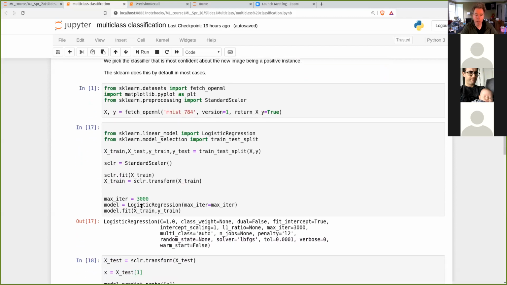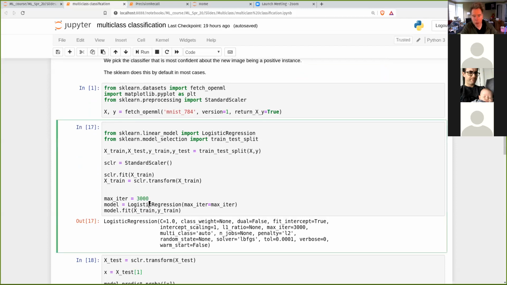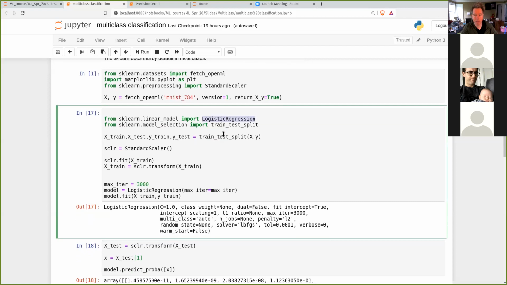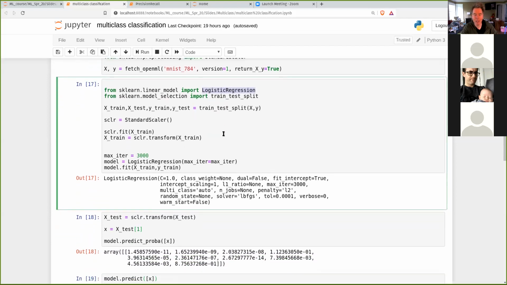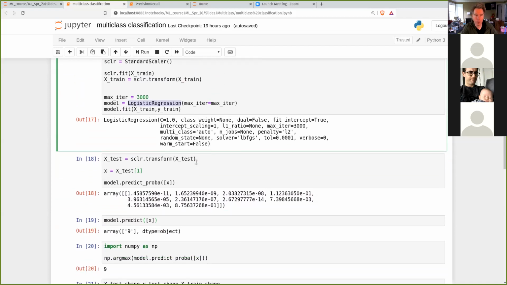Here I finally got around to scaling the data, and you can see logistic regression just converges right away, no problem. The sklearn library classifiers use OVA by default, except for support vector machines, is what I've read. So this logistic regression uses the OVA strategy by default.